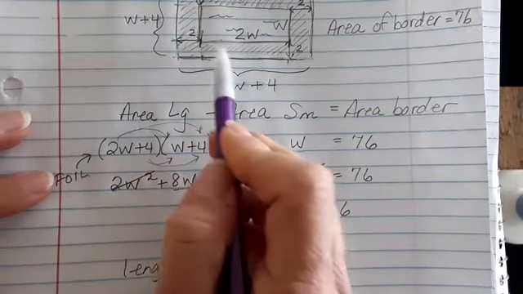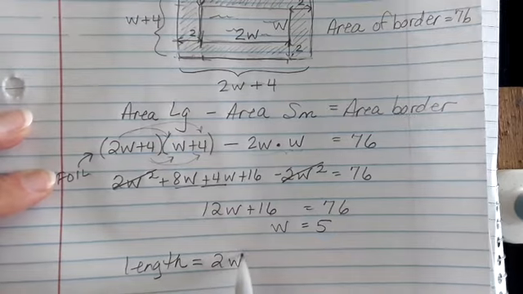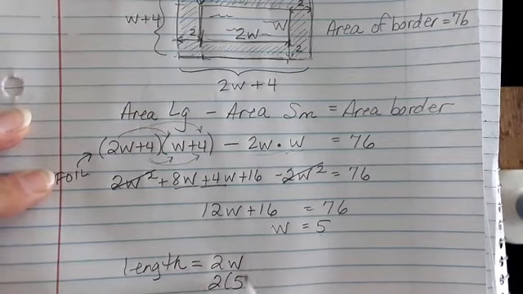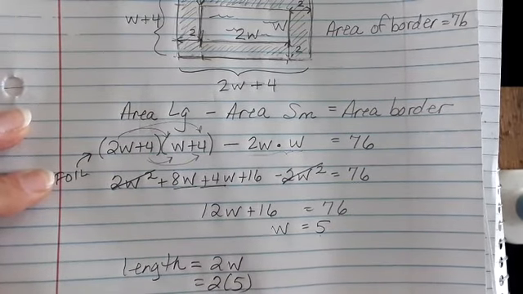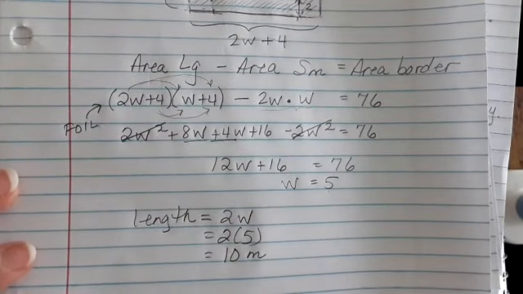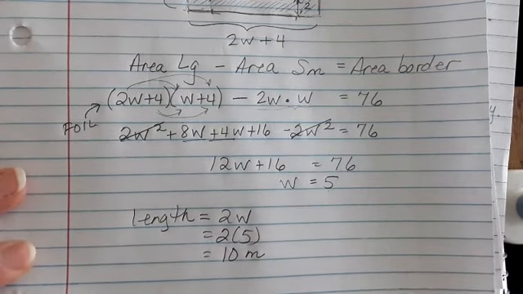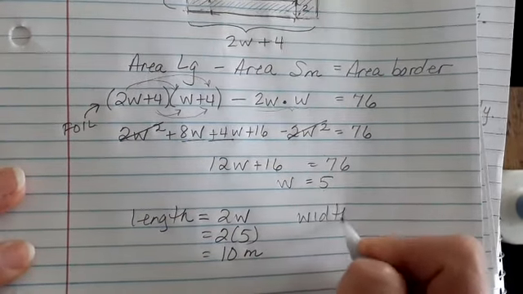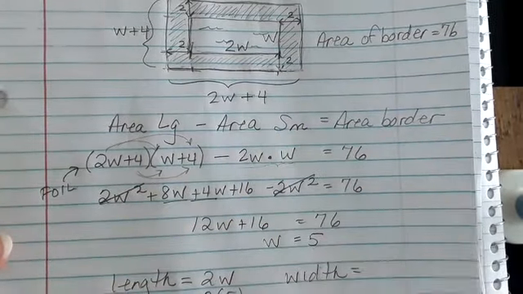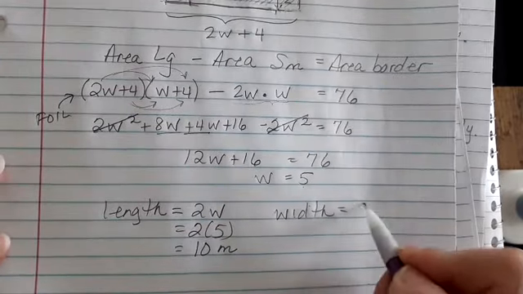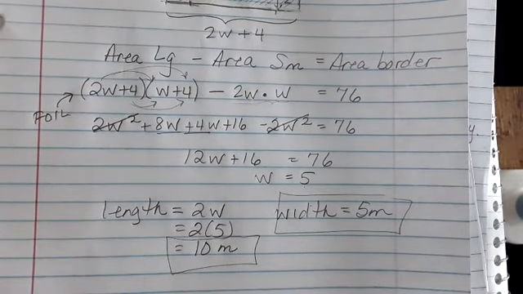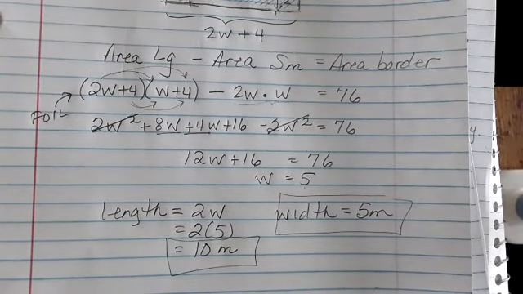The length of the pond is equal to 2W. And we just found W to be a 5. So 2 times 5. And our unit is in meters. So there is your length, 10 meters. The width of the pond, if you take a look at that, that's just what W was. So what is the width of our pond? 5 meters. Good?